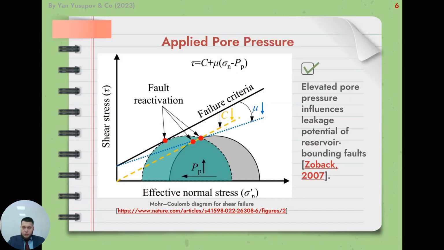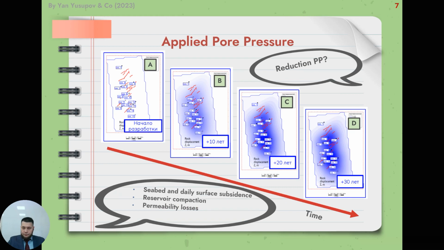Secondly, elevated pore pressure influences fault stability. As you can see here, the elevation of pore pressure can lead to fault reactivation. On the other hand, pore pressure depletion can cause significant deformation in a reservoir. The deformation includes subsidence, compaction, and permeability losses. It is especially observed in poorly consolidated and weak formations.